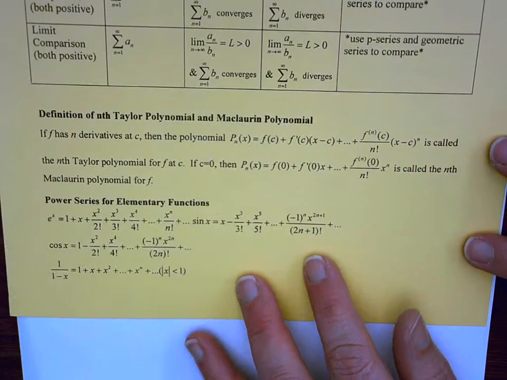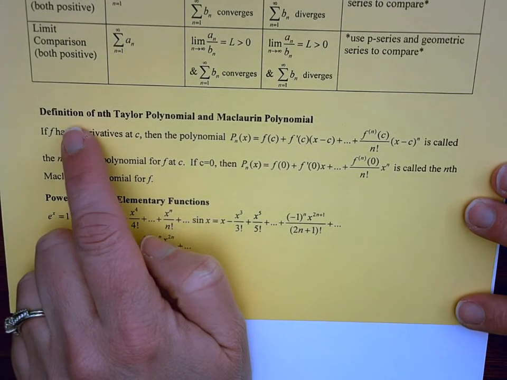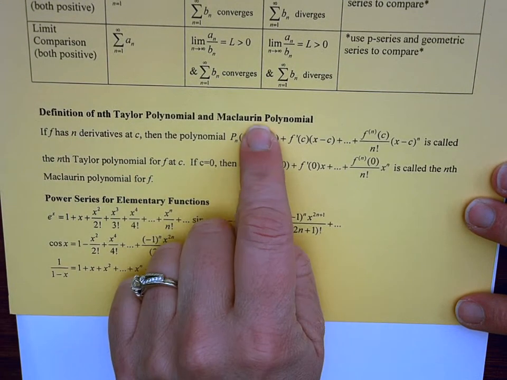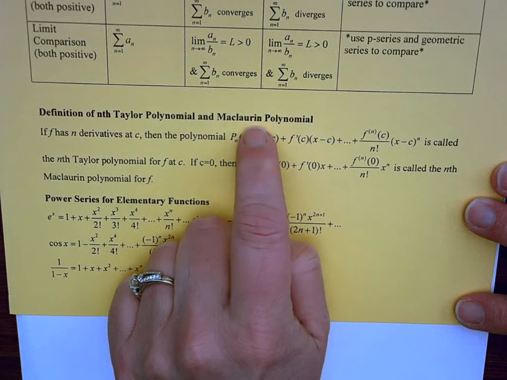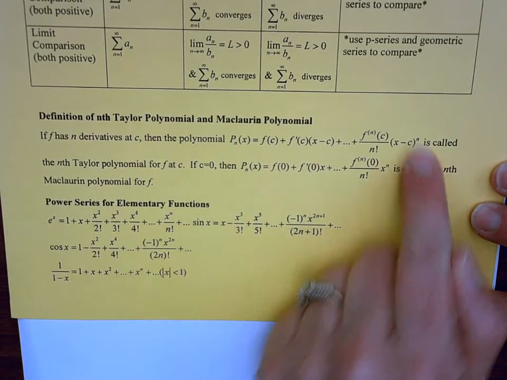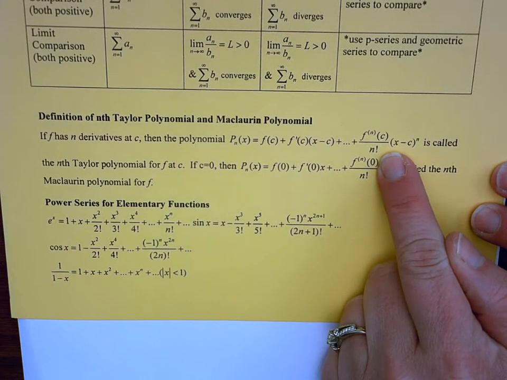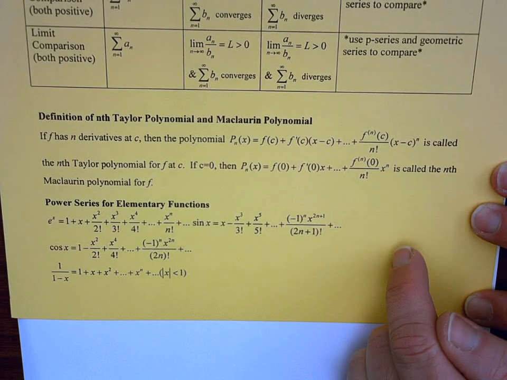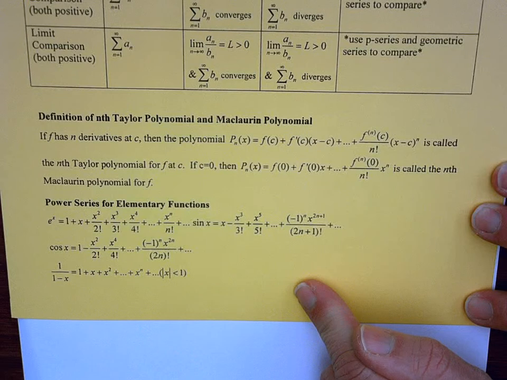The second half of 8.7 has to do with the bottom of the card here. So this is on the yellow card. We're going to be looking at Taylor polynomials and Maclaurin polynomials. A Maclaurin polynomial is just a special case of a Taylor polynomial. So this is the type of stuff we'll be working with for the second half of Chapter 8, in addition to what's called a power series.